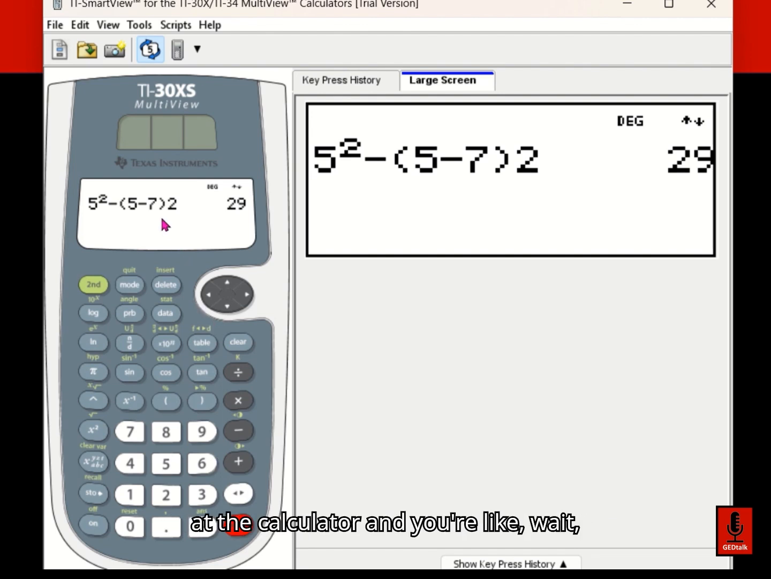And if you're looking at the calculator and you're like, wait, you didn't even do 5 minus 7 times 2, you just added the 2. That's what I meant, folks, when I said the calculator understands the order of operations. So it knows that when I just place the 2 outside of a parentheses, that I want those numbers being multiplied together.